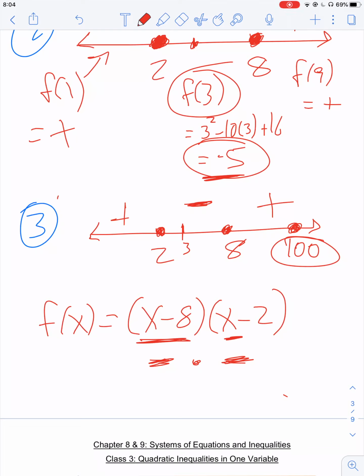And this is, in my opinion, the fastest one. This is what I do because you don't have to use your calculator or anything. You just need to understand how signs work.